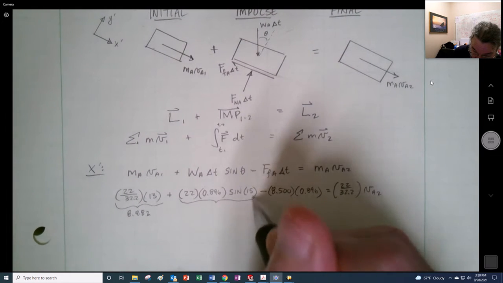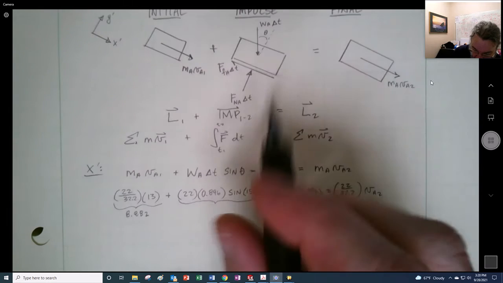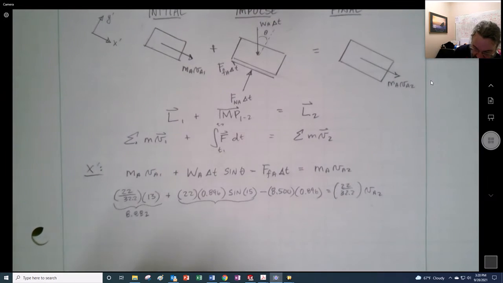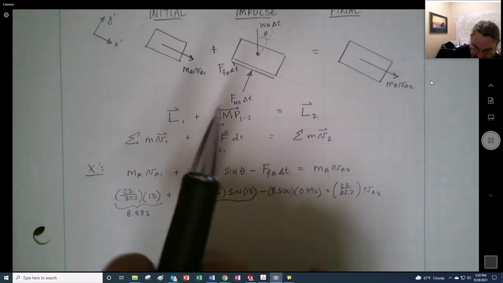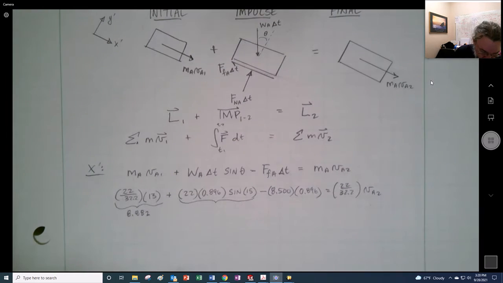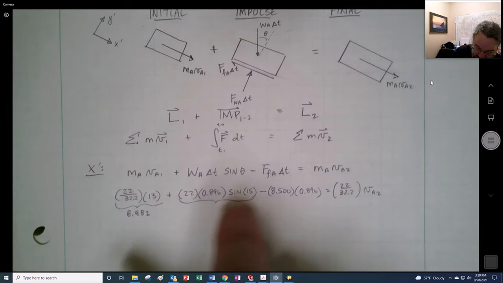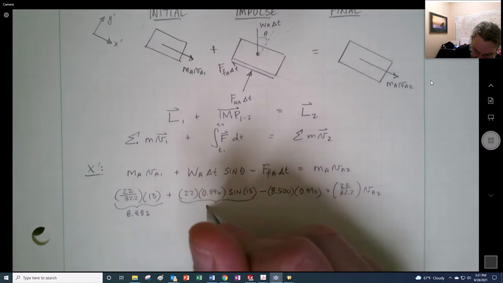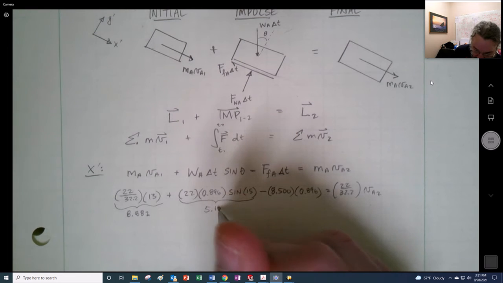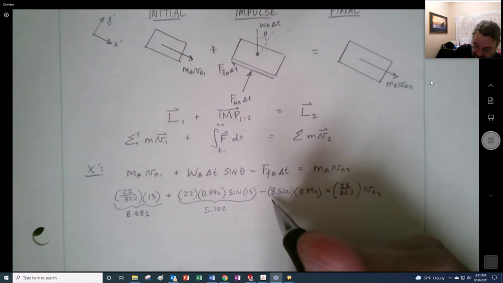This is a driver, right? This weight is sending it down, is increasing. This is an impulse that wants to increase the momentum. So that's 22 times 0.896 times sine of 15. So that we could see that it's 5.102. And that too is pound seconds.